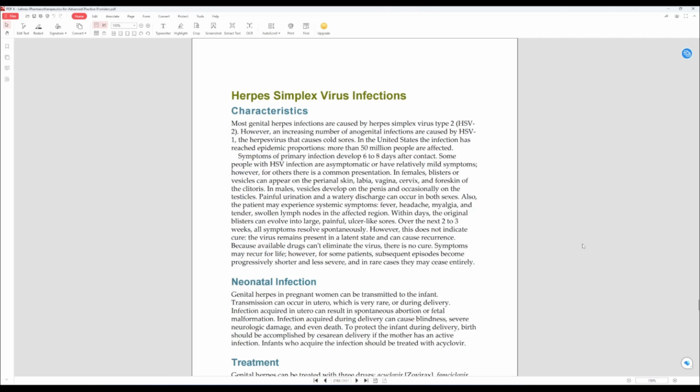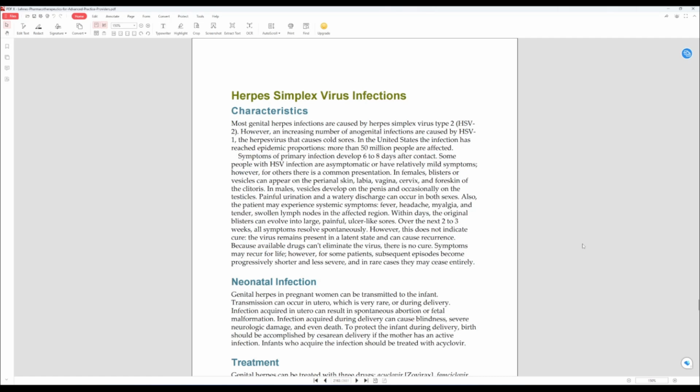Its characteristics. Most genital herpes infections are caused by the herpes simplex virus type 2. However, an increasing number of anogenital infections are caused by HSV-1, the herpes virus that causes cold sores. In the US, the infection has reached epidemic proportions, with more than 50 million people affected. Symptoms of primary infection develop 6 to 8 days after contact. Some people with HSV infections are asymptomatic or have relatively mild symptoms. However, for others, there is a common presentation.